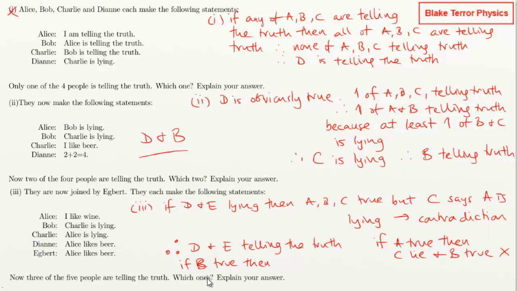Let's go for if B is true. So if B is true, then C is a lie, in which case A is true. So that doesn't work. So we must have that if C is true, then A is a lie, and B is a lie. So that fits. So we've got C, D, and E as the 3 of the 5 people telling the truth.